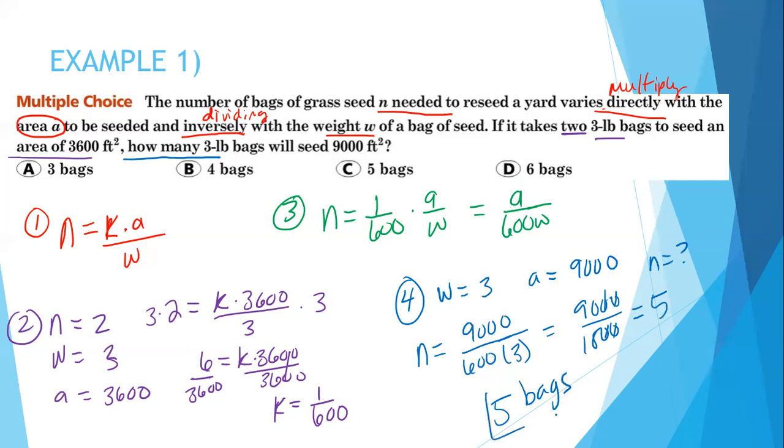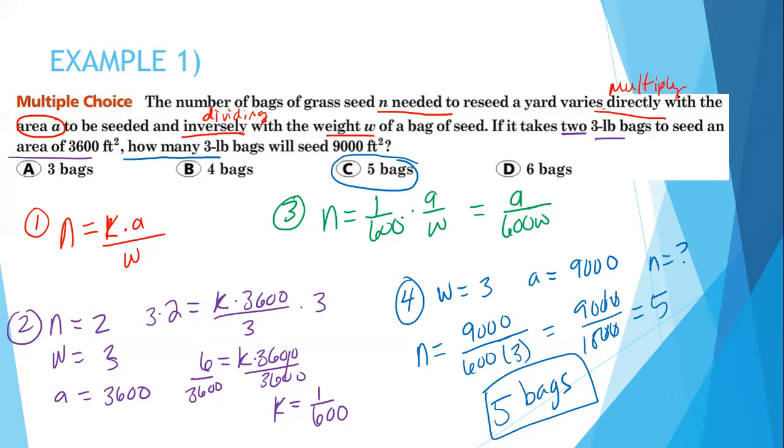I'm pretty sure this one wasn't our problem, but if you divide 600 by 2 and then divide 9,000 by that answer, you don't get 5. Instead, 3,600 divided by 2 is 1,800, and 9,000 divided by 1,800 will be 5. Probably. In this case, yes. So the answer for this problem would be 5 bags.